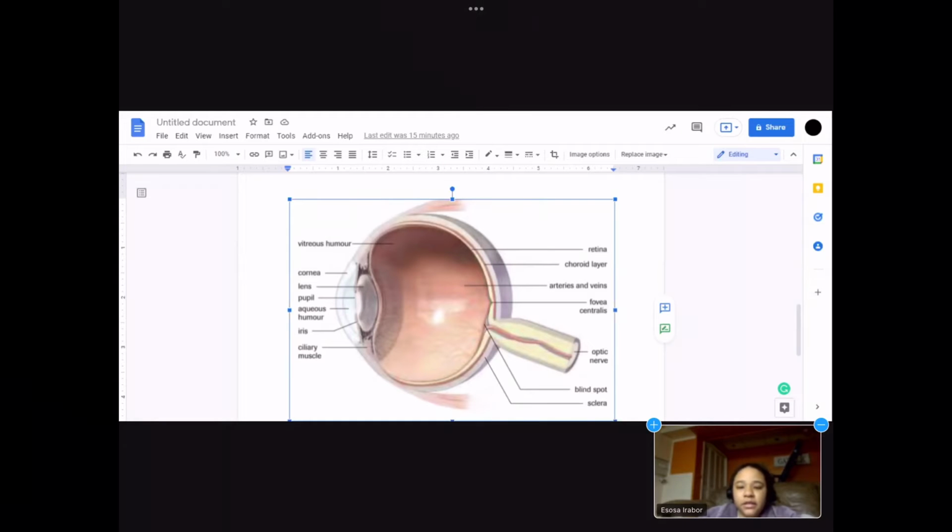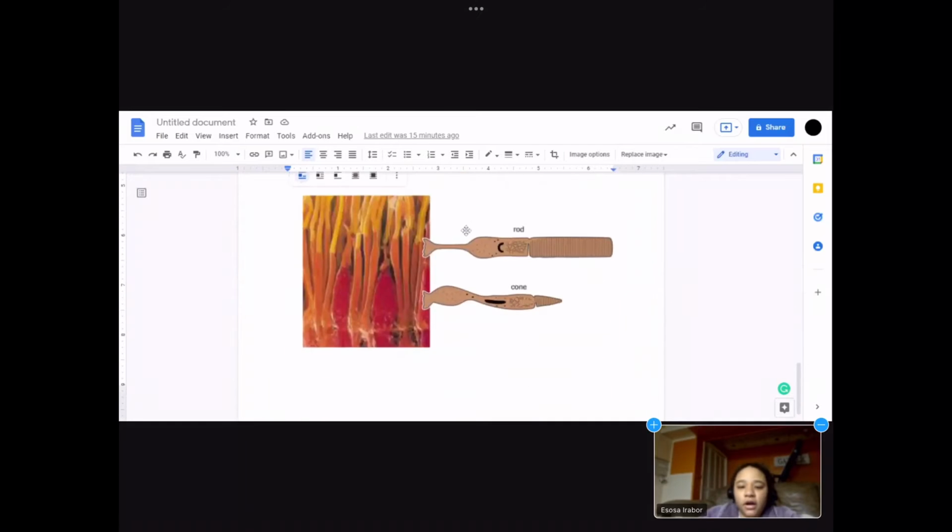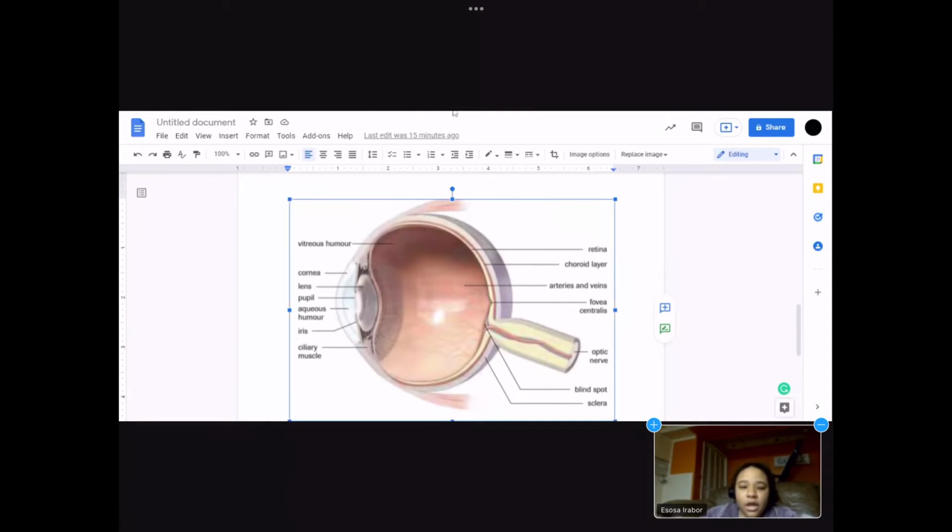There are two different types of light-sensitive cells. There are rods and cones. The rods respond to low-intensity light, and the cones, they require high-intensity light because they identify color. Both rods and cones act as sensory receptors.